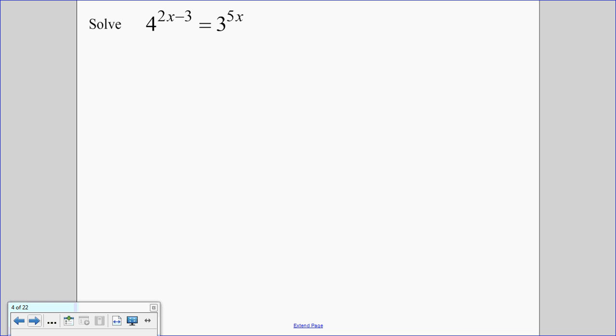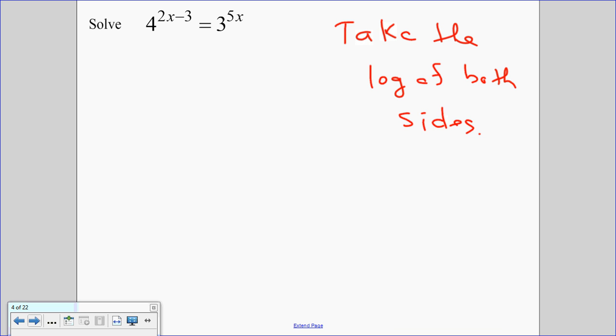How is this one different? I see 2 different bases here. The way we handle this is, I'm going to verbalize our step: we're going to take the log of both sides. This is a reasonable step. This is valid. I can do that. So it looks like this.